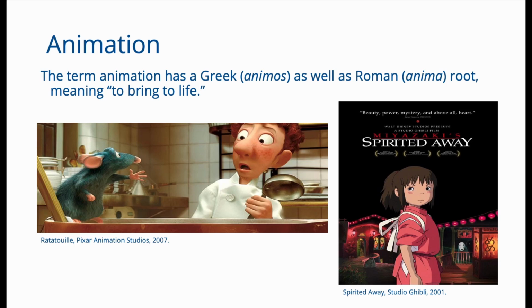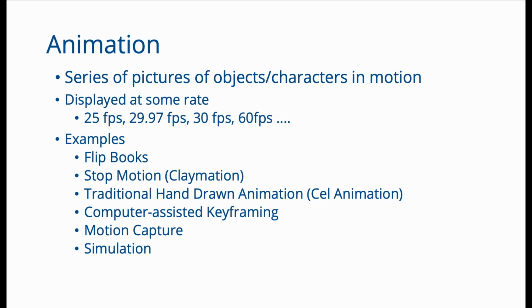But I doubt there will be any of you who has not seen any animation at all. So we all understand intuitively what animation is all about. In more technical terms, animation is just a series of pictures that have been created using various methods of objects or characters in motion. These pictures or images are displayed at some rate, which is usually fixed, like 25 frames per second, 30 frames per second, and so on. And there are various ways using which you can generate these series of images.